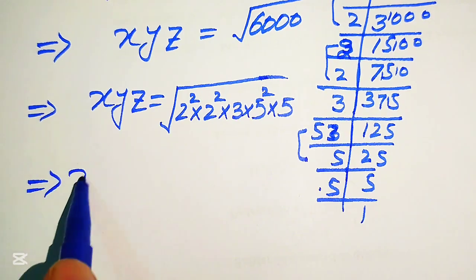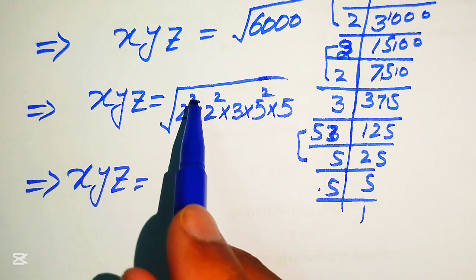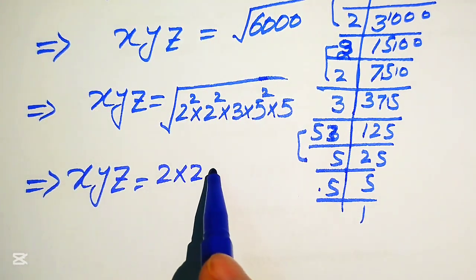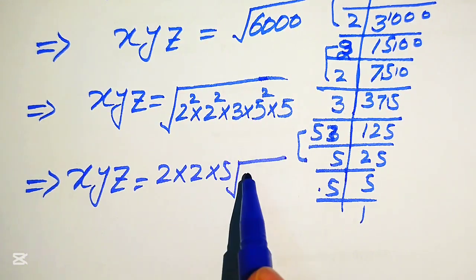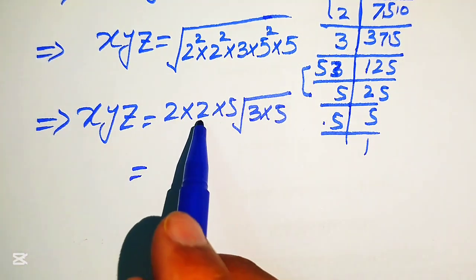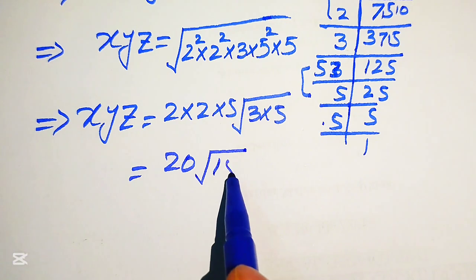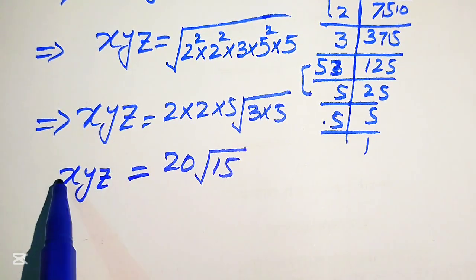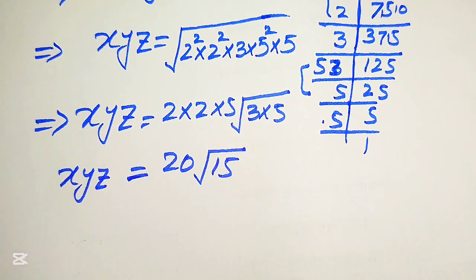So here we have x, y, and z equals to, here you cancel these two and the square roots are gone. After cancelling these squares, we get 2 multiplied by 2 multiplied by 5, and its whole square root, equals 3 multiplied by 5. So you obtain 20 into square root of 15, and we obtain x, y, and z equals to 20 times the square root of 15.